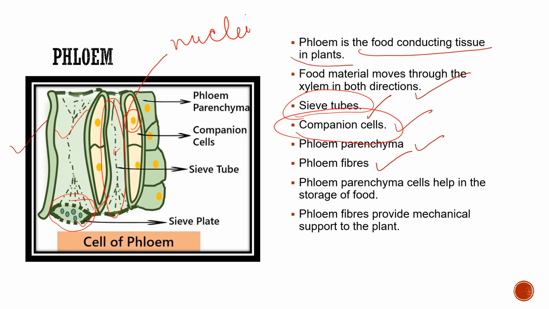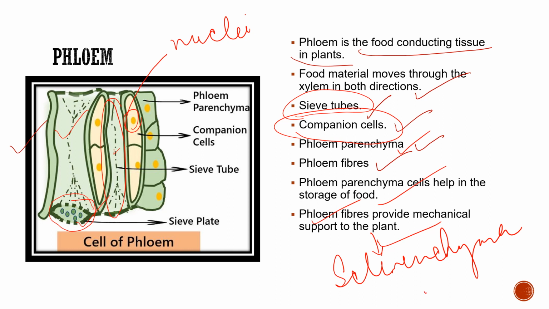Now next comes the phloem parenchyma. The phloem parenchyma is the cell which is storing the food. Next come the phloem fibers, which are providing mechanical support to the plant, and they are made up of sclerenchyma cells. So phloem fibers are made up of sclerenchyma cells. What are the functions of these?